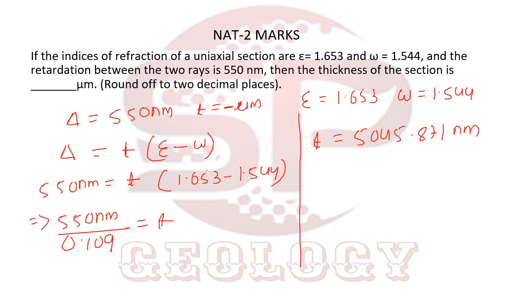So we have to convert this nm into micrometer. So we know 1 nanometer is equal to 10 to the power minus 3 micrometer. So it will be 5.045 micrometer. Answer will be 5.045 micrometer.